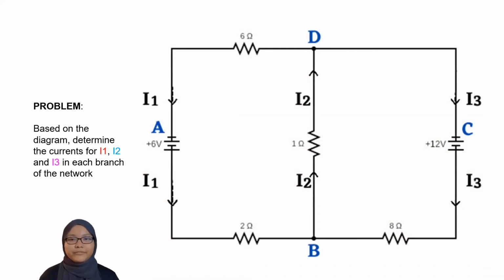Next, we move forward to the problem. In this diagram, the circuit ABCD consists of 2 batteries and 4 resistors. The currents flowing in the circuit are unknown, so we let the currents be I1, I2, and I3. Based on the diagram, we have to determine the currents I1, I2, and I3 in each branch of the network.